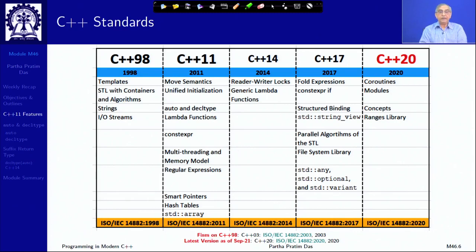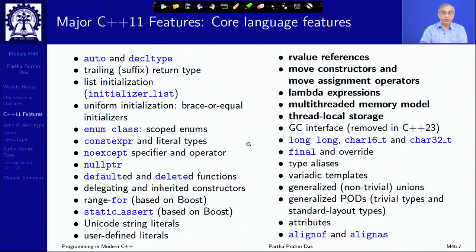Just to remind you, these are the different standards that we have been talking about. C++ 98 or its corrected version C++ 03 has been in our discussion all the time. C++ 11 is what we are going to discuss now, with references to 14, 17 and 20, the latest version. In C++ 11, several core language features have been added onto C++ 03.